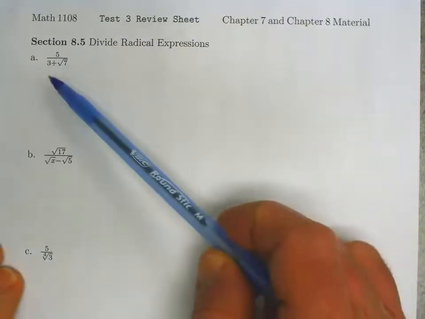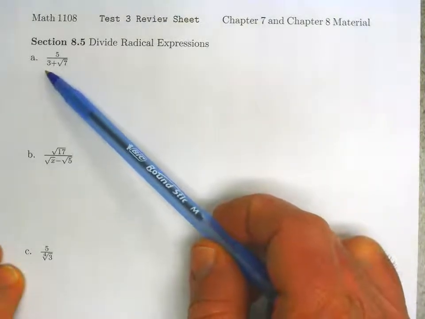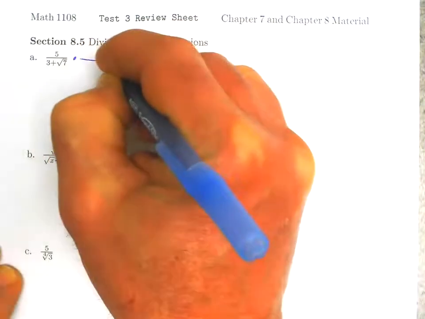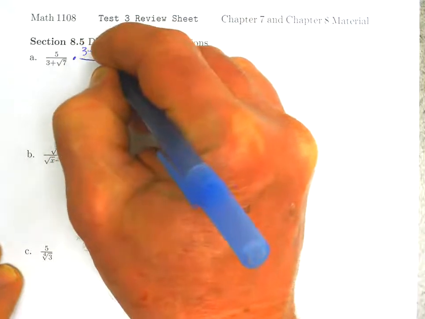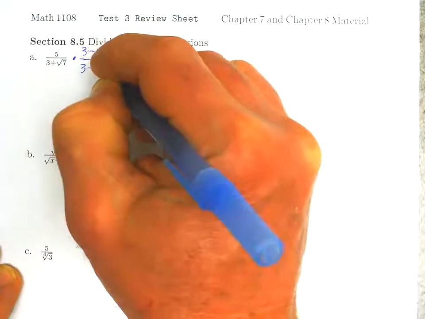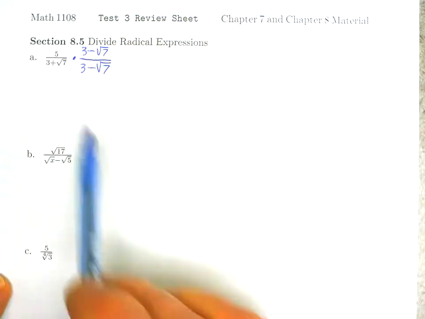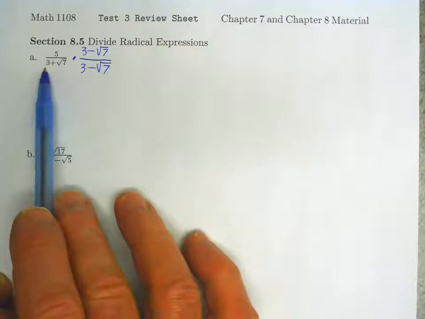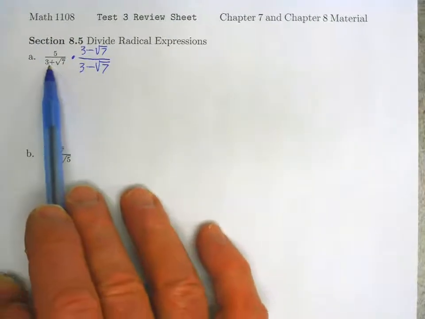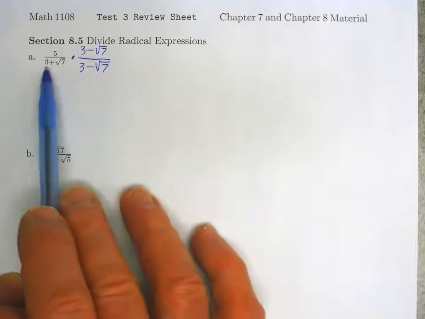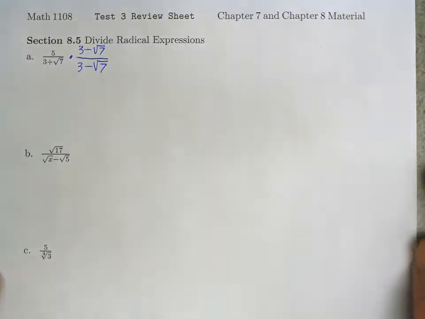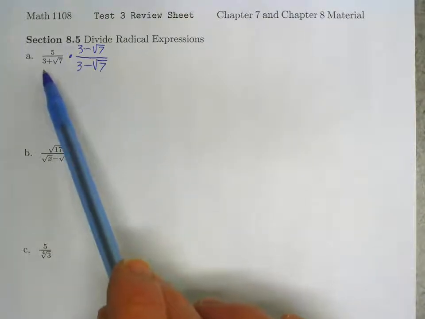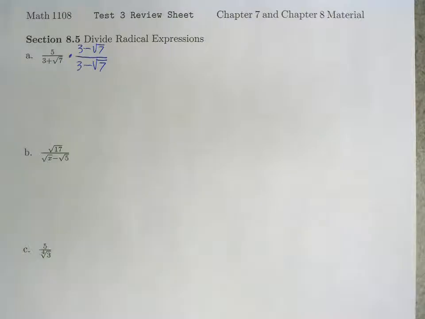So the form that one takes in this case, notice the denominator is 3 plus the square root of 7. So we're going to multiply by 1 in the form 3 minus the square root of 7 divided by 3 minus the square root of 7. 3 minus the square root of 7 is called the conjugate of 3 plus the square root of 7. The only difference is the operator between the numbers. Okay, and since we're just multiplying by 1, we're not changing the value of that number. We're just changing its form.